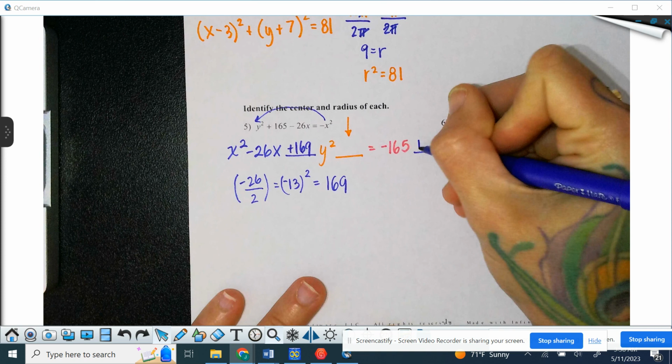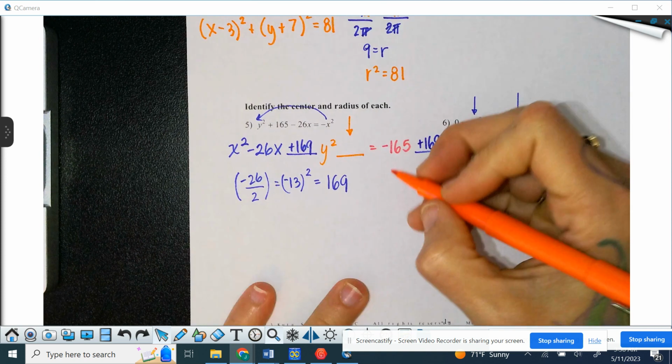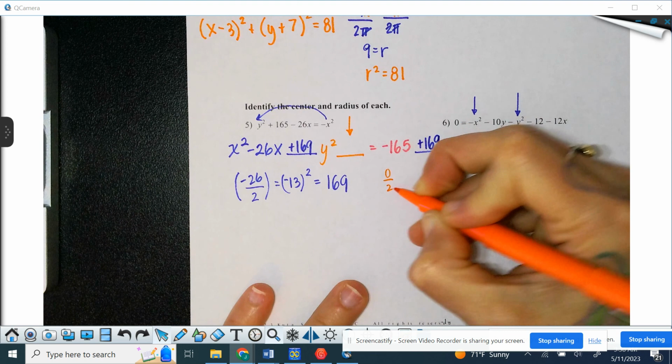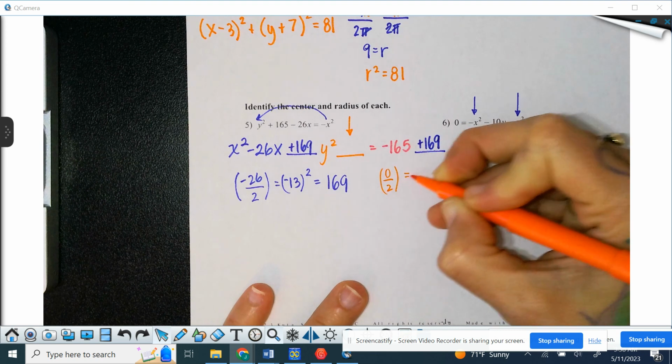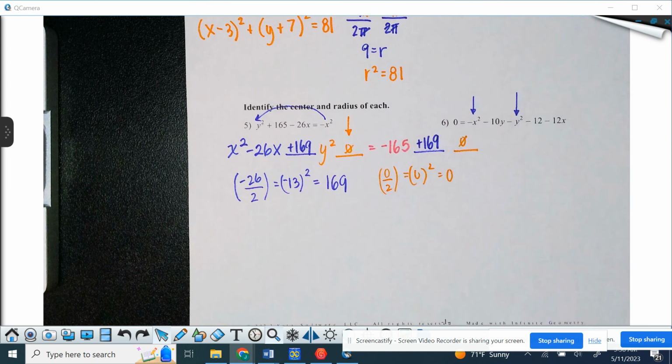So again, for the orange, there is no B value. So it would be 0 divided by 2, which is 0. If we square it, that's 0. So this is 0, 0. Or again, skip it if there's no B value. You don't have to write any of the stuff that I wrote in orange if you don't want to.